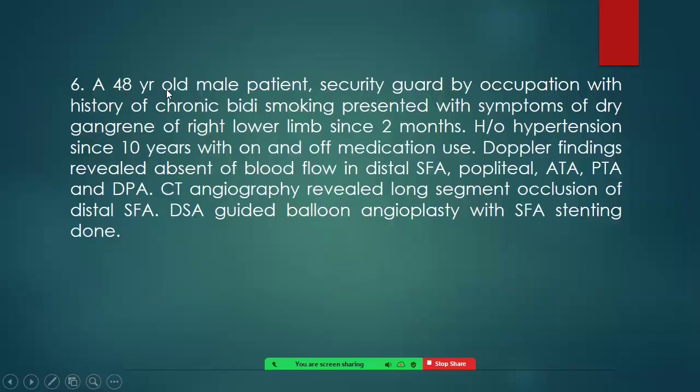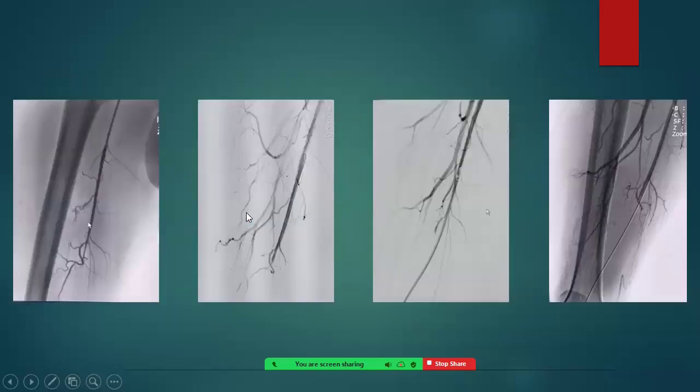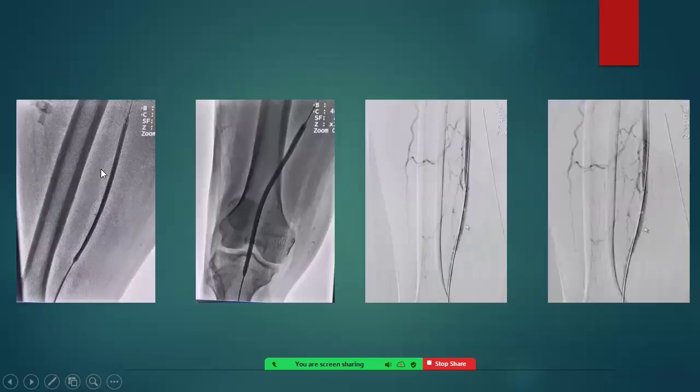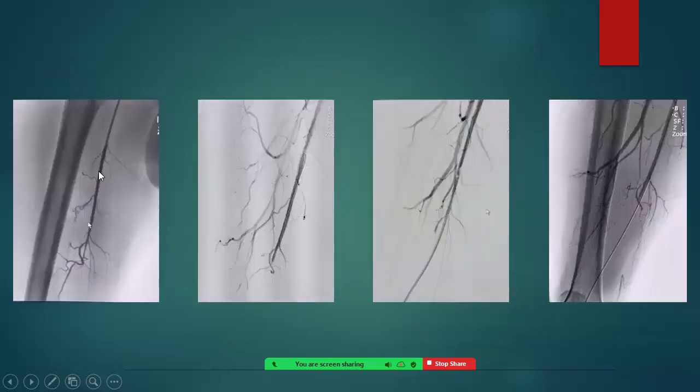This is another 48-year-old male patient who has the typical symptoms of Buerger's disease, with a history of hypertension since 10 years, and on medication. The CT angiography revealed the long segment occlusion of the distal SFA. Then this is via the antegrade approach.